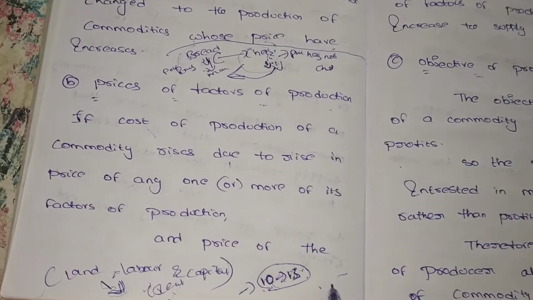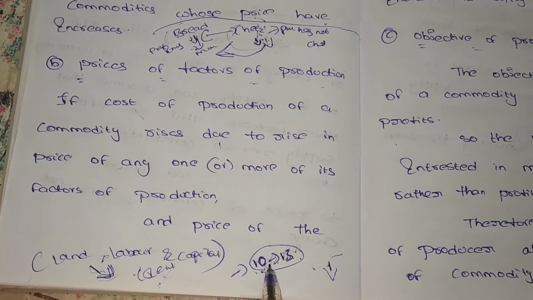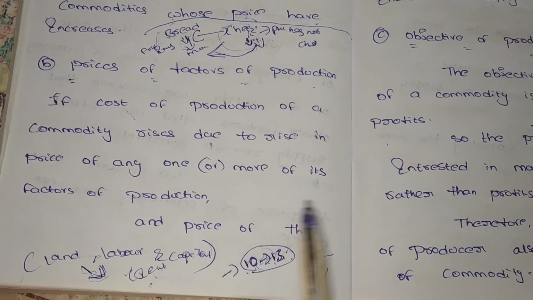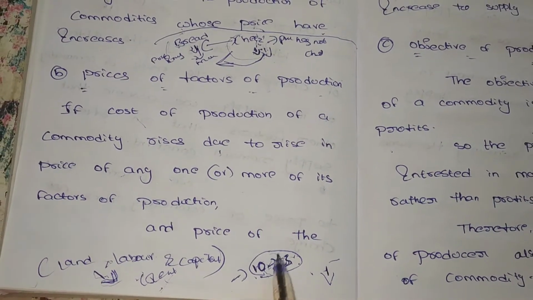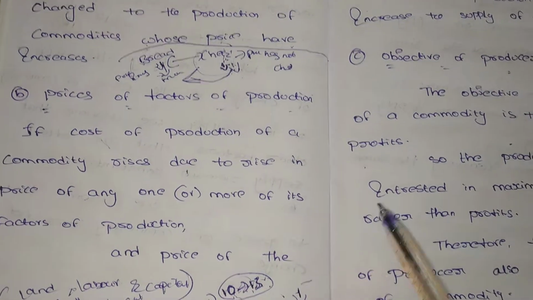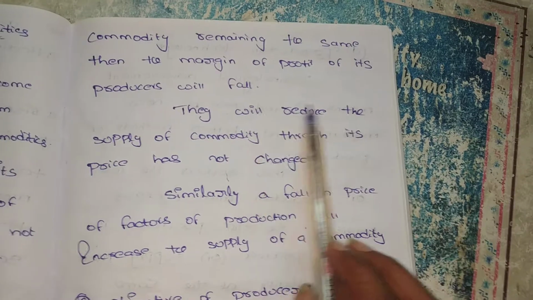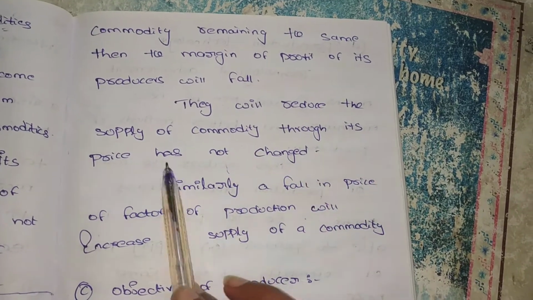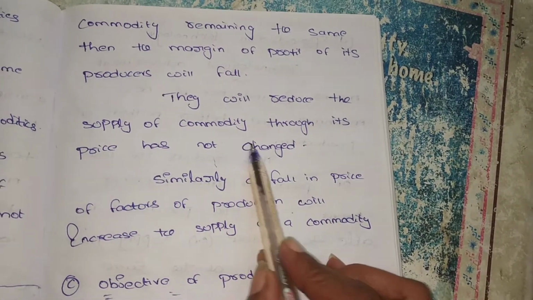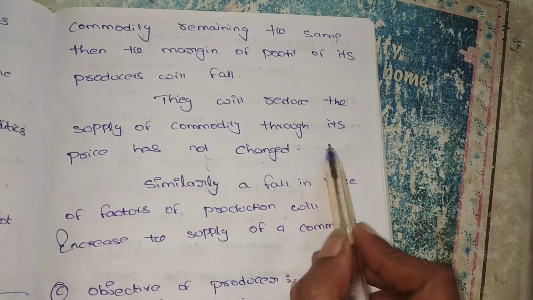Here there is no change in the price of the main product, but the cost of production will change. For this the supply is also affected. Here the cost of production increased, but there is no change in price, so the producer is unable to produce more goods, and the supply will be affected. The producer will reduce the supply of a commodity even though its price has not changed.